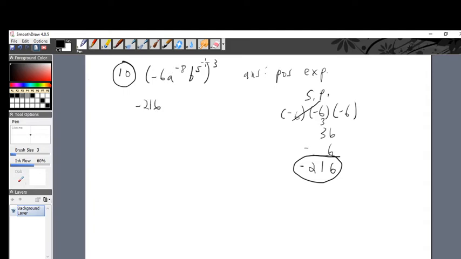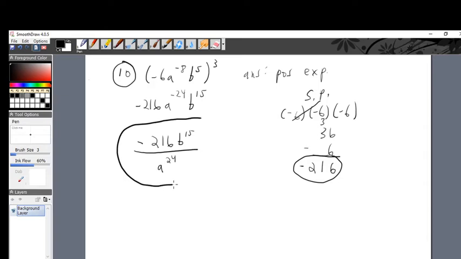A to the negative 8 to the 3rd power, power to a power, you multiply, so this is a to the negative 24. And b to the 5 to the 3 is going to be b to the 15. But we've got to do one more thing. We can't leave that negative 24 there. So negative 216 is going to stay where it is. b to the 15 is going to stay where it is. But the a to the negative 24 is going to dump the a and 24 in the bottom, without the negative sign next to the exponent. And this is the final answer for problem number 10.